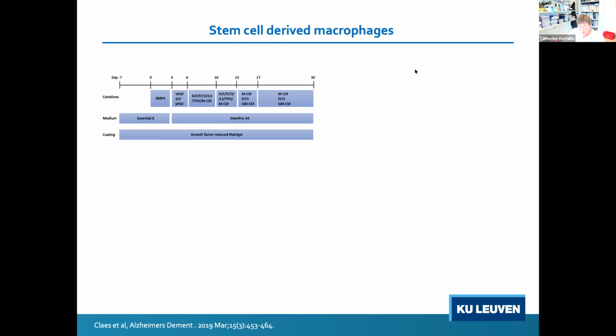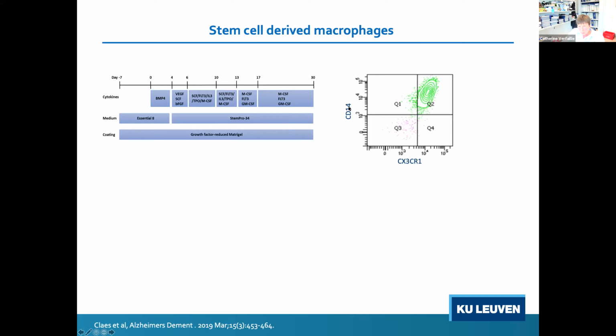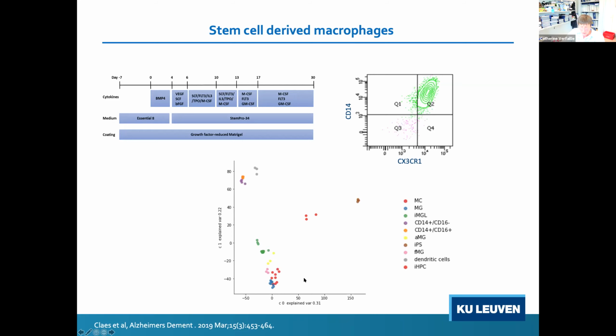The last cell we made were macrophages, and this is the protocol we used initially with the idea to make microglia, but you actually make macrophages on the way to microglia. We can get a population that's 100% CX3CR1 positive and CD14 positive. These cells differ quite a bit from macrophages in vivo, but seem to cluster with all the tissue-resident macrophages in different organs.